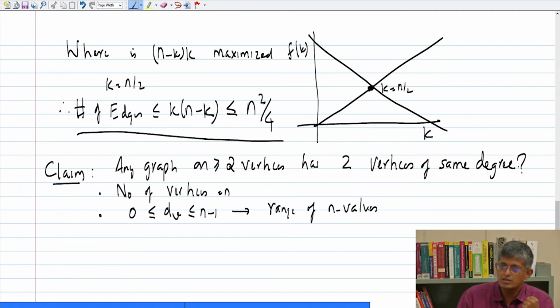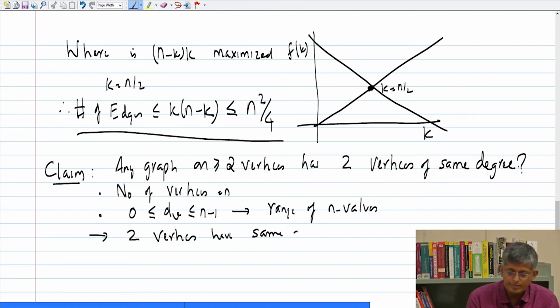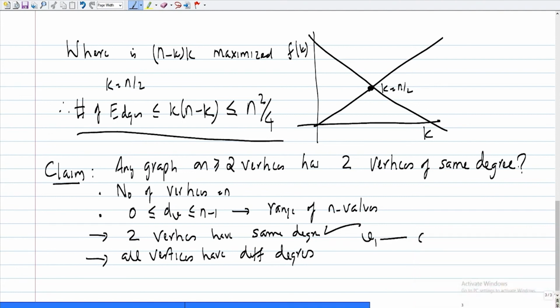So if it turns out that all the degrees are distinct, what does it mean? Why maximum n minus 1? It can take 0 also. So therefore there are only two cases. Either two vertices have the same degree, in which case our work is done, our claim is correct. Or in our thought experiment all vertices have different degrees. So which means V1 has degree 0, some V2 has degree 1, and here is where your pigeonhole principle is used. All of them go into different holes, so in every hole there must be one, because n pigeons are there and n holes are there.